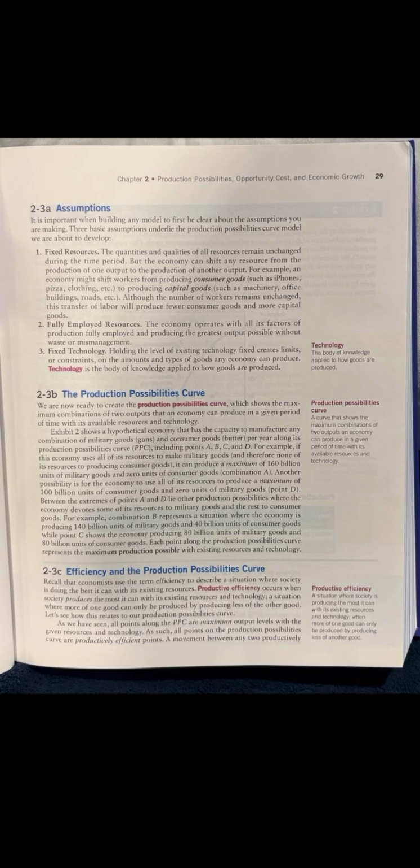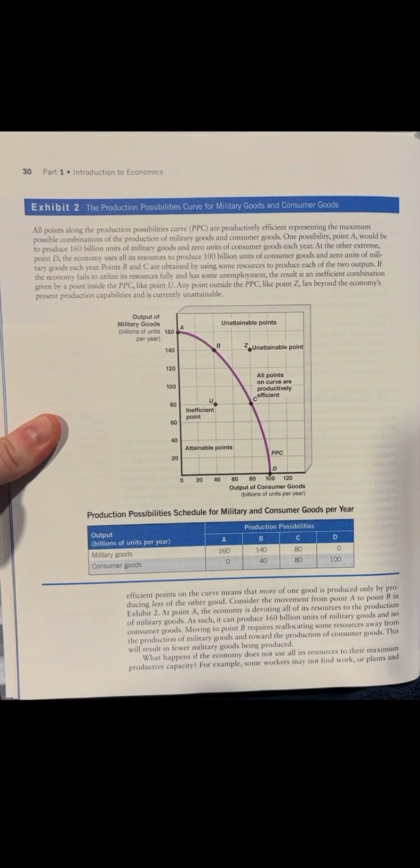Let's see how this relates to our production possibilities curve. As we have seen, all points along the PPC are maximum output levels with the given resources and technology. As such, all points on the production possibilities curve are productively efficient points. A movement between any two productively efficient points on the curve means that more of one good is produced only by producing less of another good.